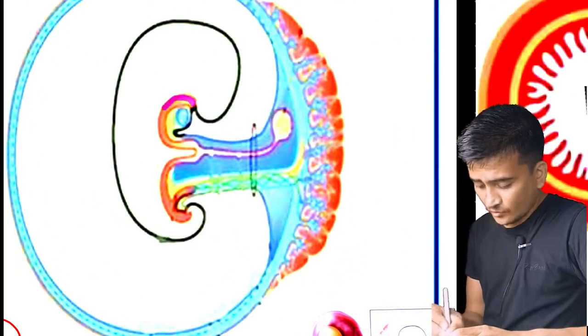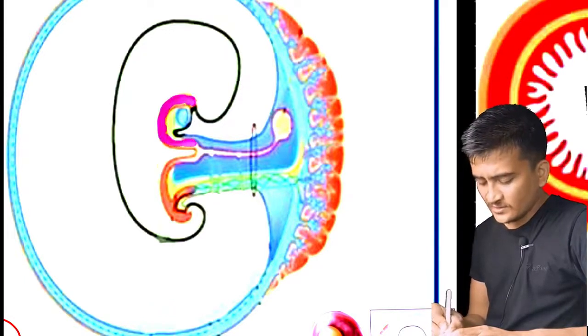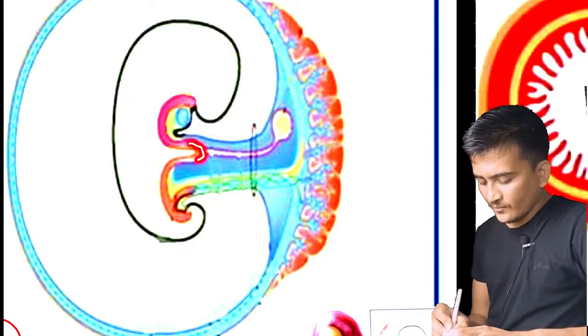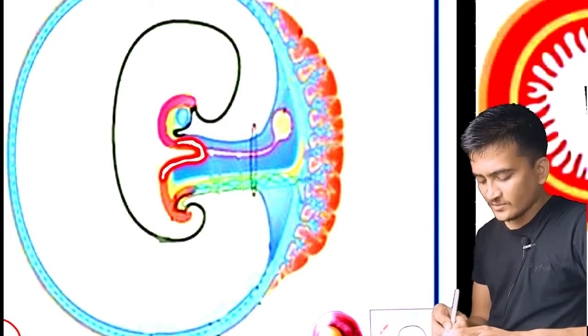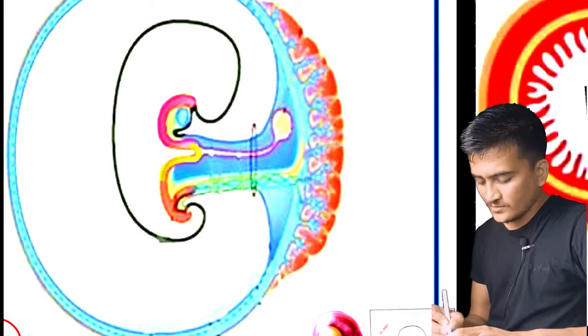Now, what is this structure that I'm showing right here? This is the foregut. This region is foregut, right? And you can see right here, this is the midgut, right? This is our midgut.